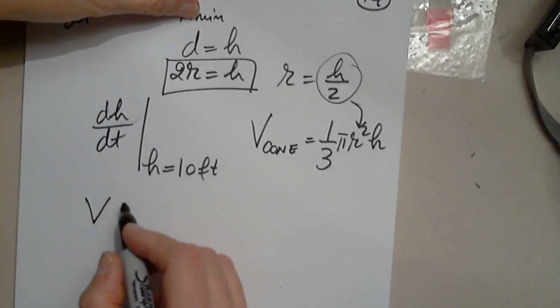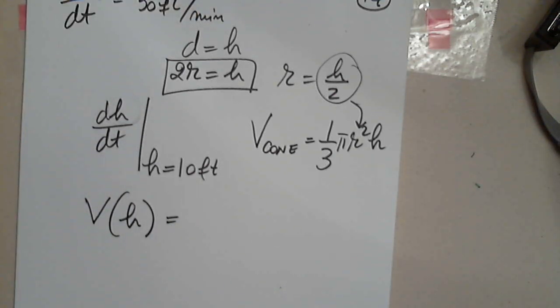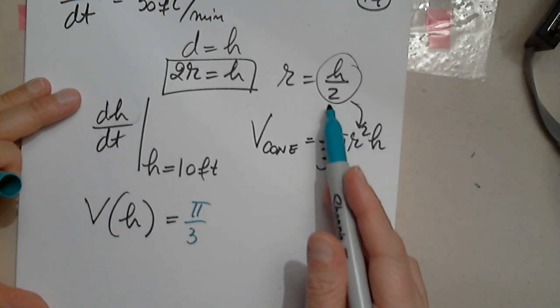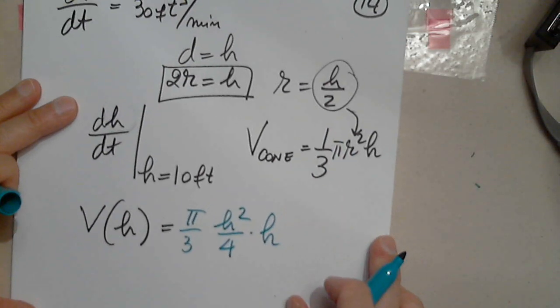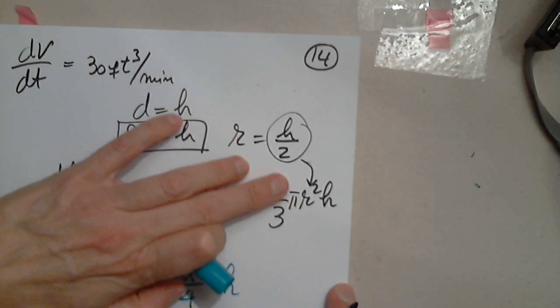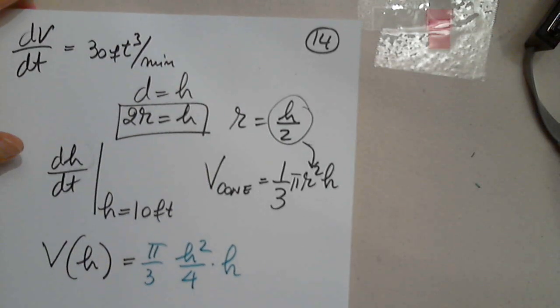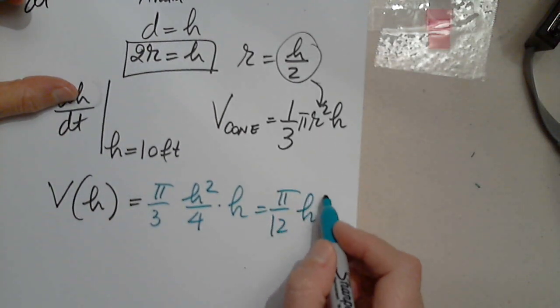And now I can confidently say that volume is a function of one variable, because it's pi over 3, r squared becomes h squared over 4 times h, because when I replace r by h over 2, I have to square it and I get h squared over 4. So finally I get pi over 12 h to the third.